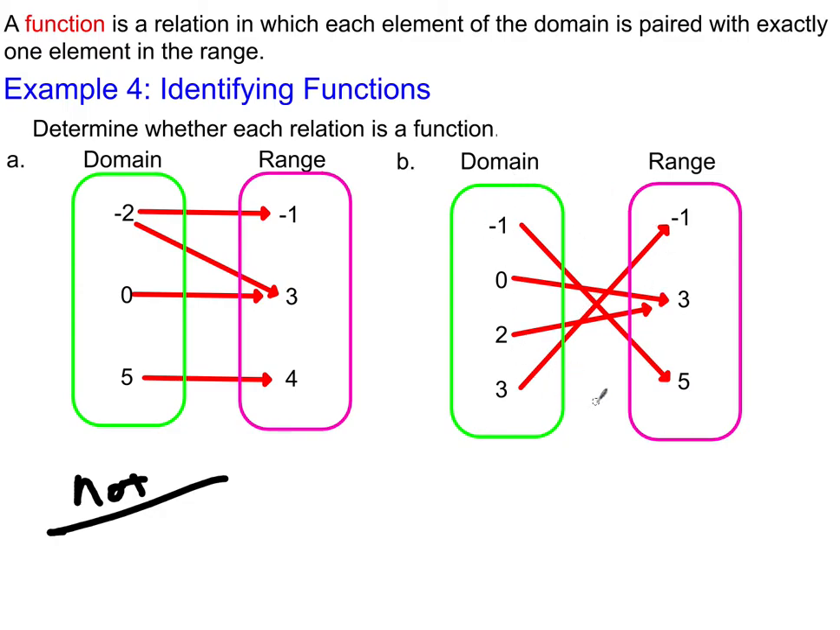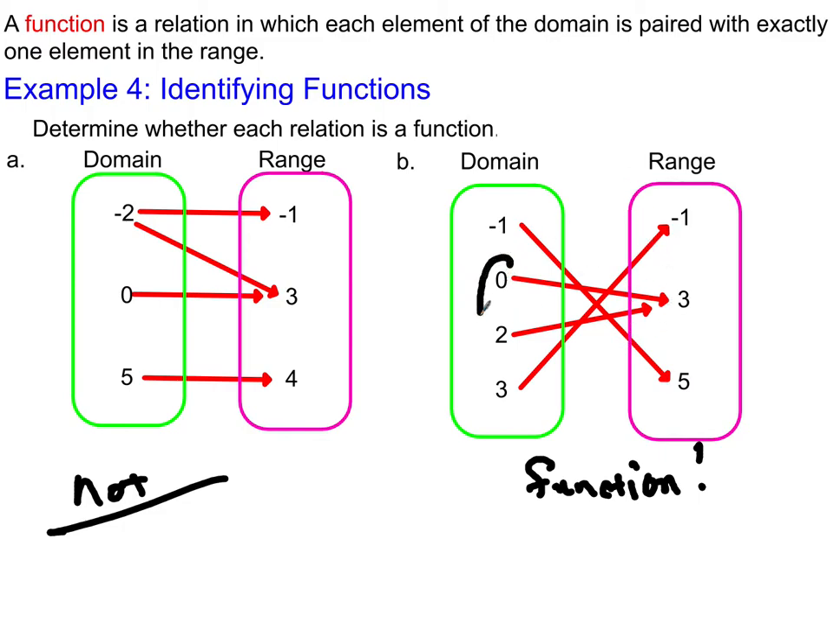Is this one a function? Why don't you pause it and see if you can figure it out. Okay, this one is a function. The reason why is every single domain value, each input, gives one output and only one output. -1 goes to 5, 0 goes to 3, 2 goes to 3, 3 goes to -1. They only go to one output.